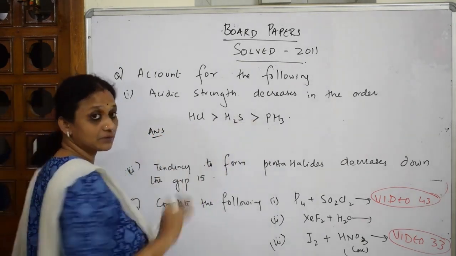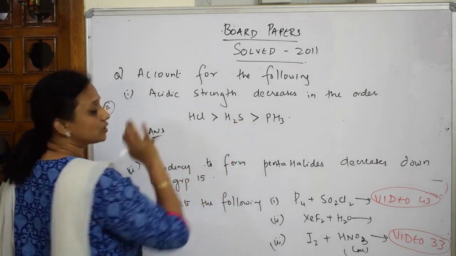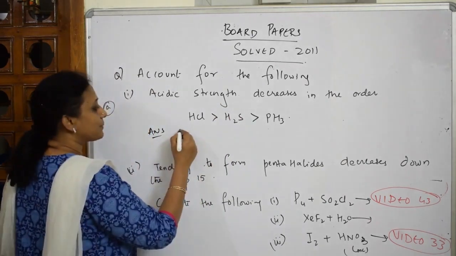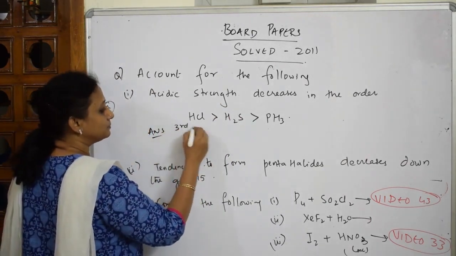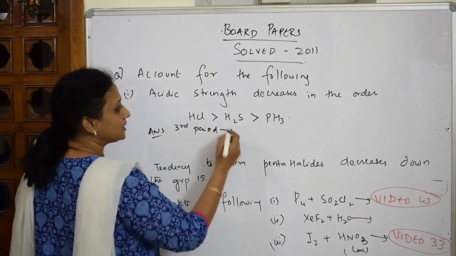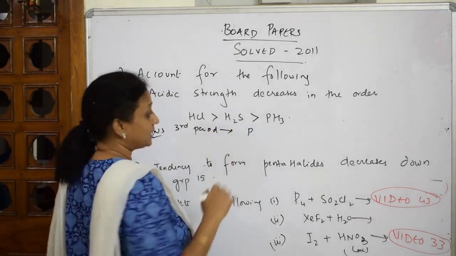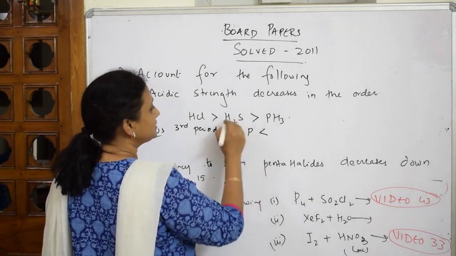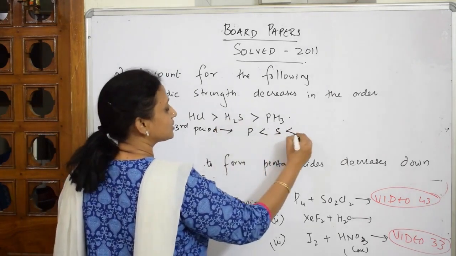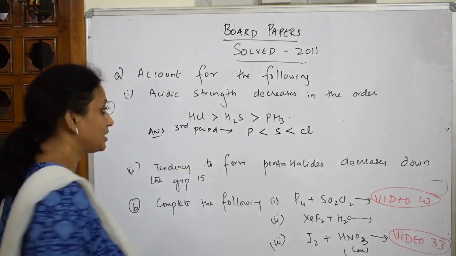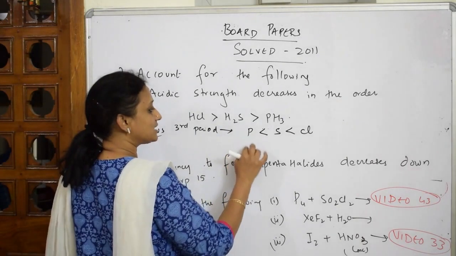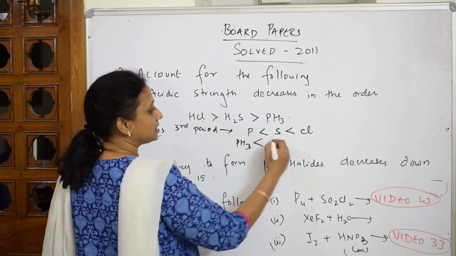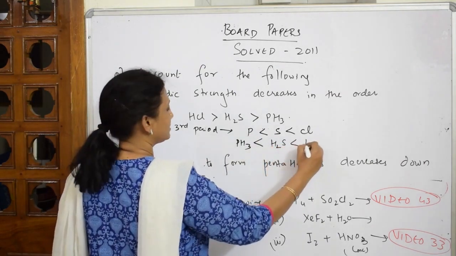All hydrogens are similar, but the only difference is phosphorus, sulfur, and chlorine. So what are these elements? These are third period elements, isn't it? So what happens in the third period? First comes phosphorus. The electronegativity of phosphorus is lesser than sulfur, lesser than chlorine. This is the electronegativity. Now, when the electronegativity is lesser, let us write the hydride form of that: PH3 lesser, H2S lesser, HCl.